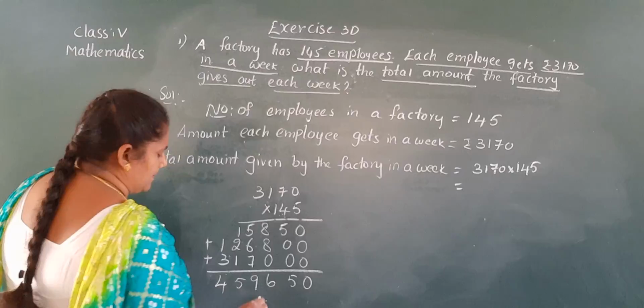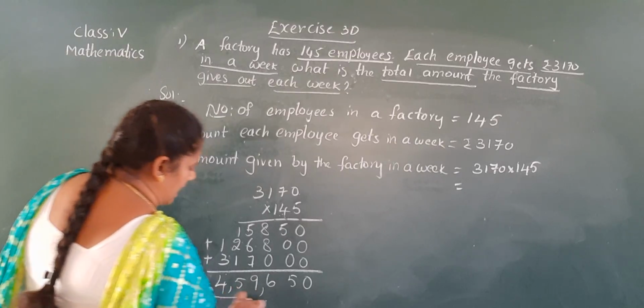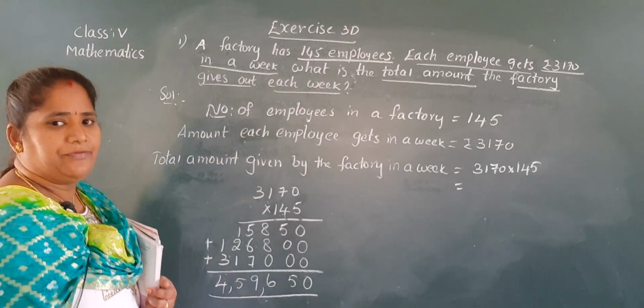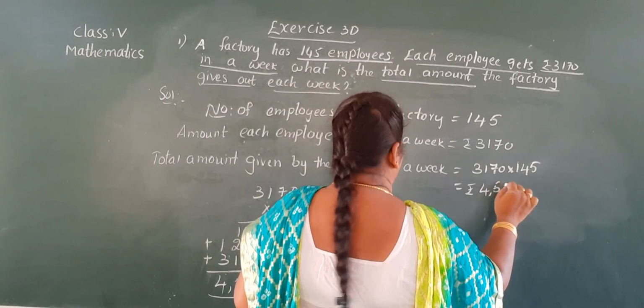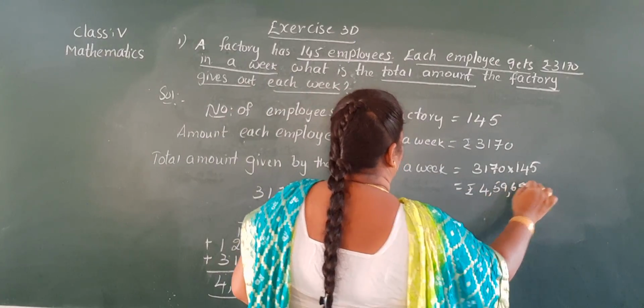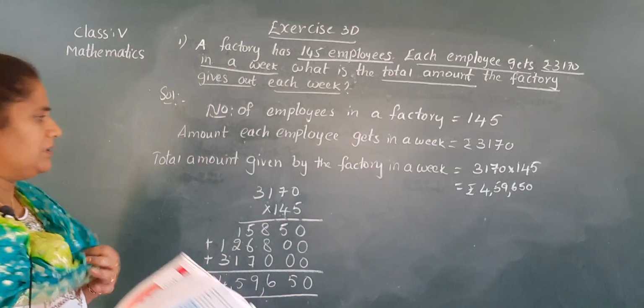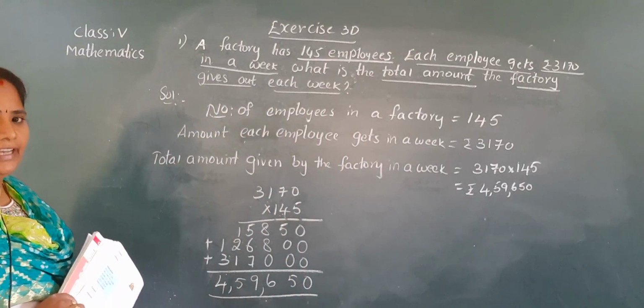So answer is 4,59,650 rupees. So how much amount, Nana? 4,59,650 rupees amount given by the factory in a week.